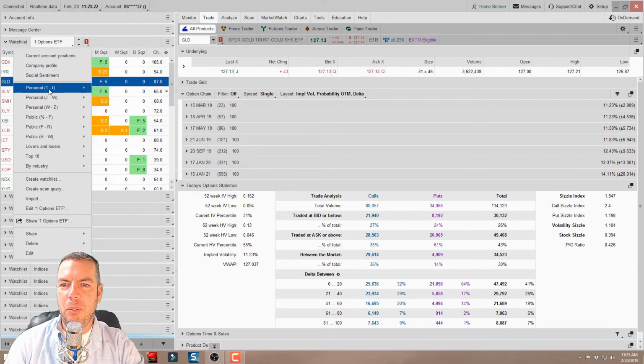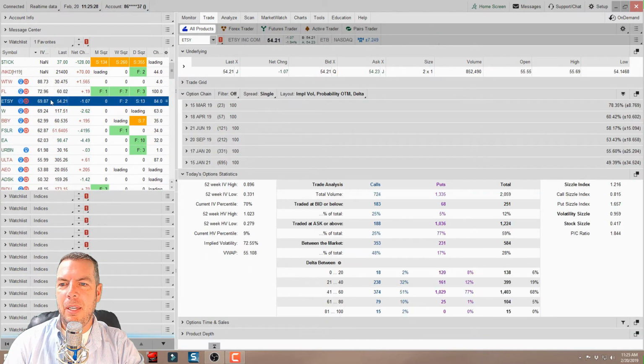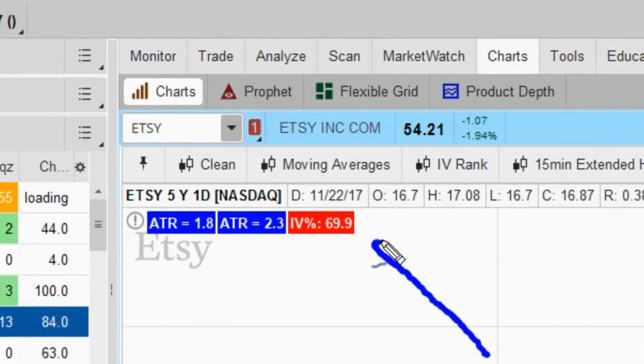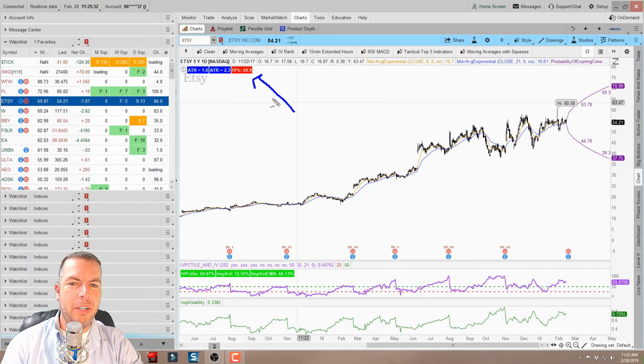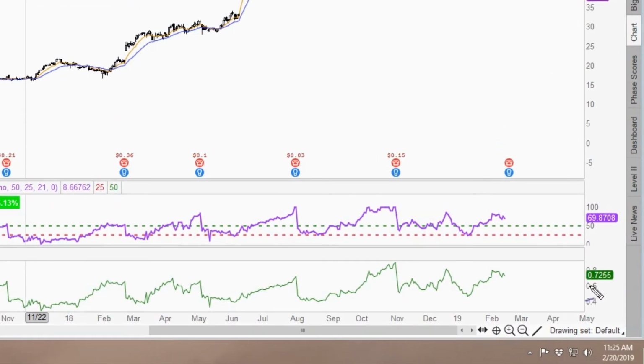Let's look at some options that have earnings coming up. You can see here, if we look at Etsy, Etsy has an implied volatility ranking of 69.9%. Now, if we come down here and look at what the implied volatility is overall, we're looking at 0.7255, or 72%.